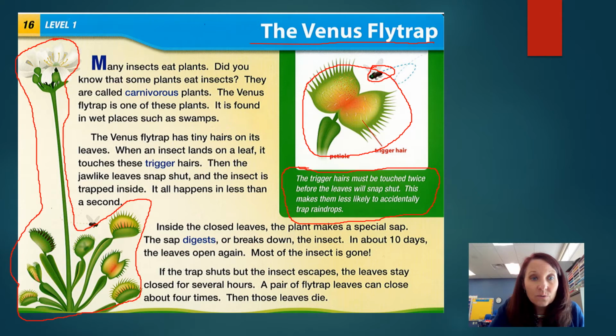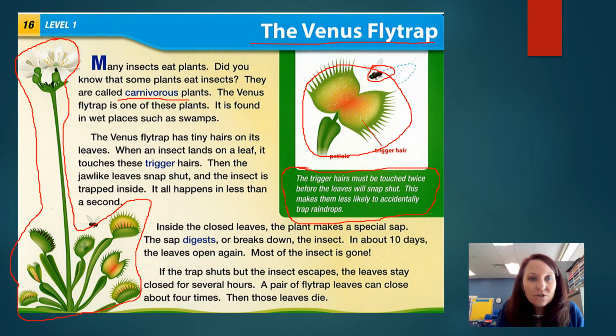I also noticed that the word carnivorous is in a different color of print than the rest of the story. So I'm looking around that word and I see that this special plant eats insects, and so they call it a carnivorous plant. So I know that carnivore means meat eating, so I'm guessing that a carnivorous plant is a plant that also eats meat, in this case, not meat like steaks or hamburgers, but maybe like bugs.